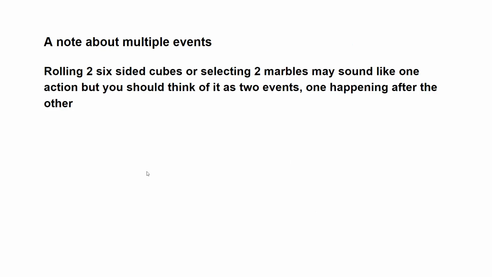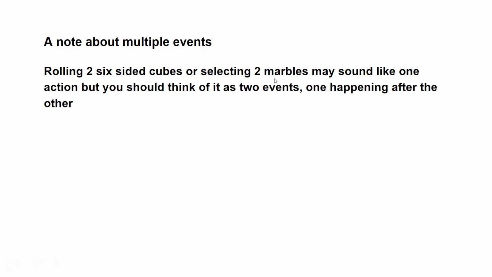First, a note about multiple events. Rolling two six-sided cubes may sound like one thing. We're just doing one thing. We're rolling these two cubes. Or selecting two marbles from a jar might also sound like we're just doing one thing. But we need to think of these each as two events. One is happening after the other. So for the cubes, we think about rolling one cube, something's going to happen, and then we roll the second one. That's how we get those two probabilities that we're going to multiply together.